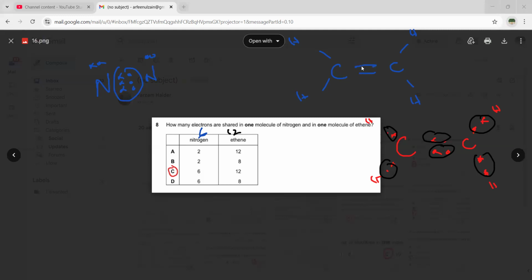If you draw the lines, you can also identify that each line represents 2 electrons. So 1, 2, 3, 4, 5, 6, 7, 8, 9, 10, 11, 12. And in nitrogen, 3 lines are there, meaning 6 electrons. Is it clear, the number of shared electrons?